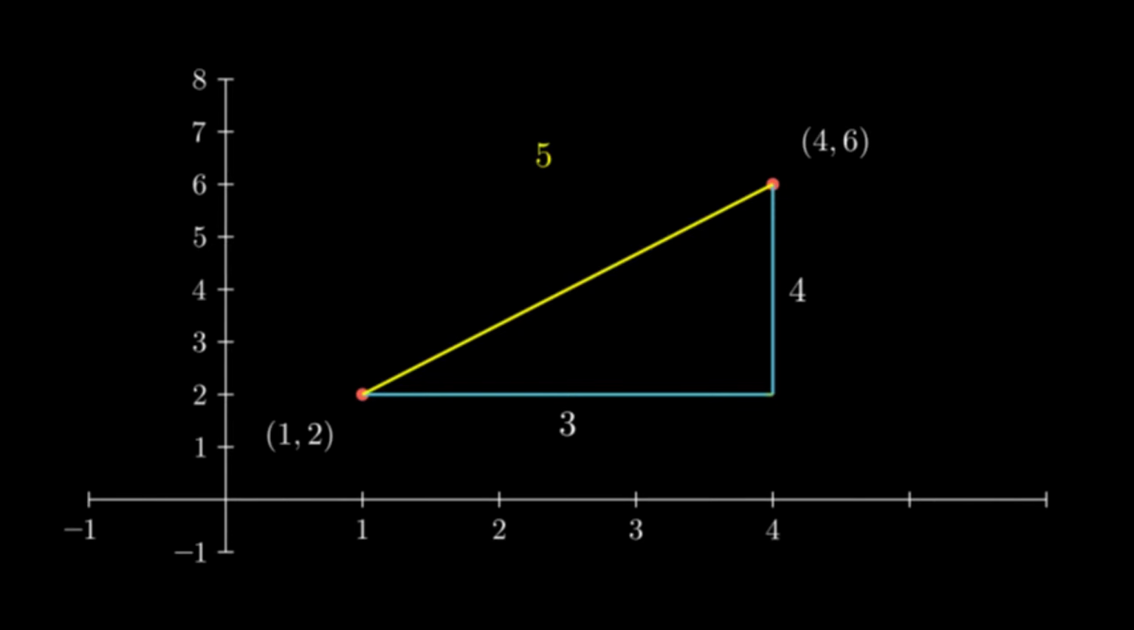Notice that where the horizontal and vertical lines meet, we have a right angle of 90 degrees. This is why the Pythagorean theorem applies perfectly to our scenario. What we've discovered here is the classic 3, 4, 5 right triangle, one of the simplest Pythagorean triples, where 3 squared plus 4 squared equals 5 squared, or 9 plus 16 equals 25.